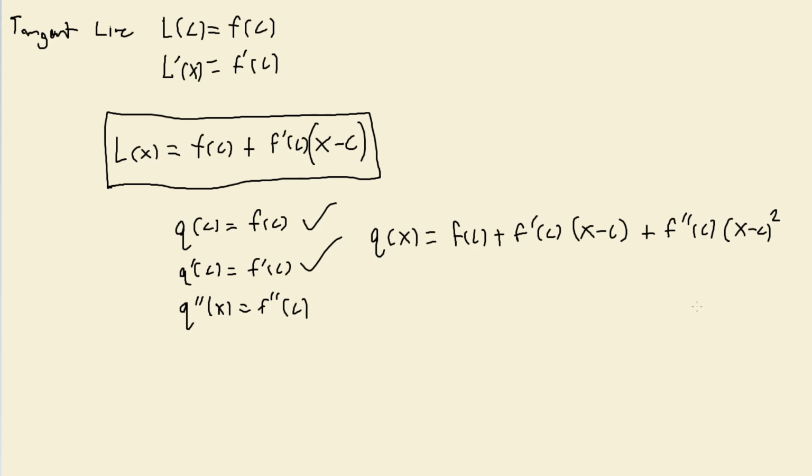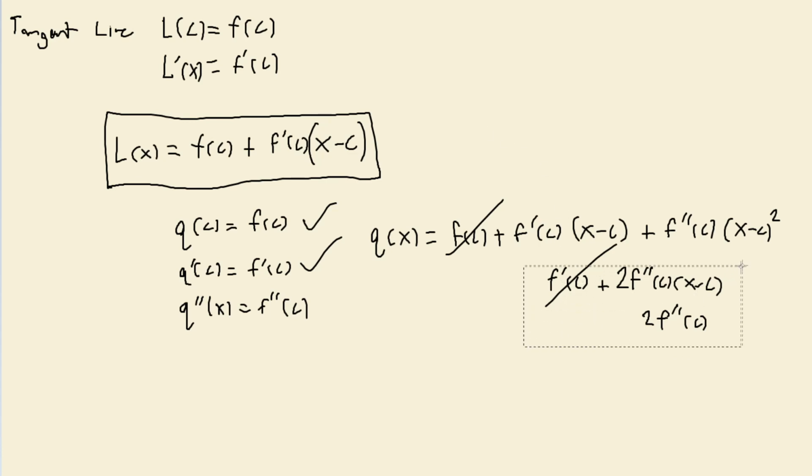But we're not quite done here, because if you were to take the derivative twice, what would happen? Well, the first time you take the derivative, this will go to 0. We'd be left with f prime of c plus, let's see, we would get f double prime of c times the derivative of this. That would be multiplied by 2 times x minus c. Now when you take the derivative the second time, this will go to 0, and we'll be left with 2 f double prime of c. This is not what we want.